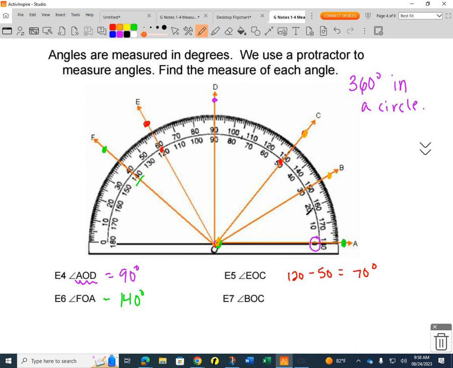What do you think? Alex, how many degrees? How can I find how many degrees angle BOC is? Very good. So it crosses at 50 and 30. We just subtract those. And so it's a 20 degree angle.